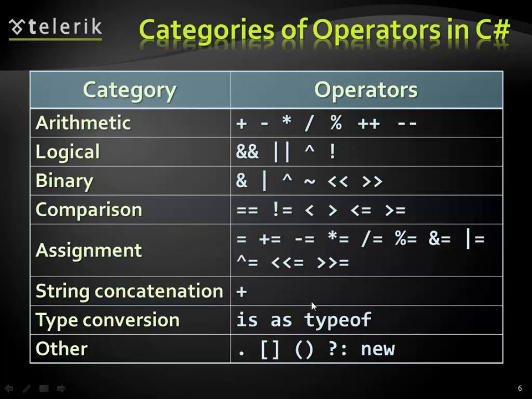We have the type of, which is actually a word. It's not a symbol, but it's also used as an operator, and it gives us the type of the object that we are working with. And we have a set of other operators like brackets that are used in different places. We have this ternary operator of the question mark and the colon, that we'll see exactly how it works. We have the new, which is also a word, but it is also defined as an operator that creates new objects that you'll be using a lot when we'll be making classes.